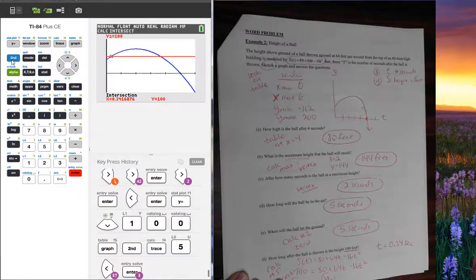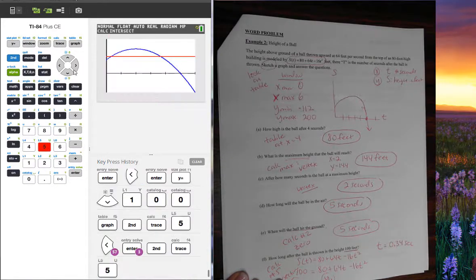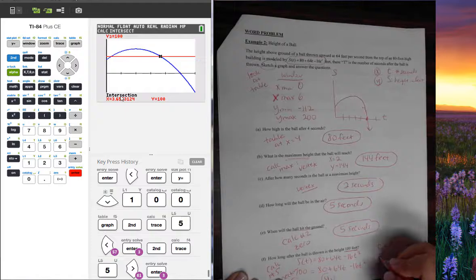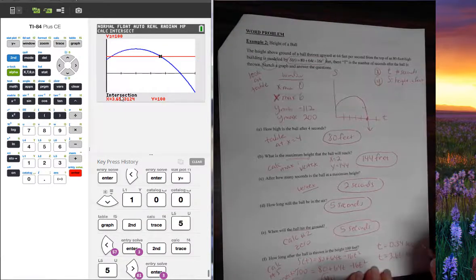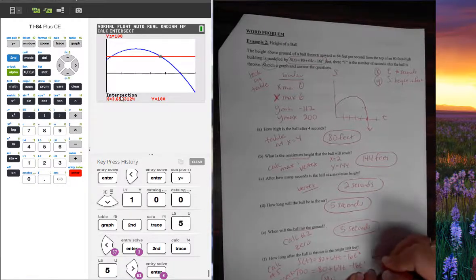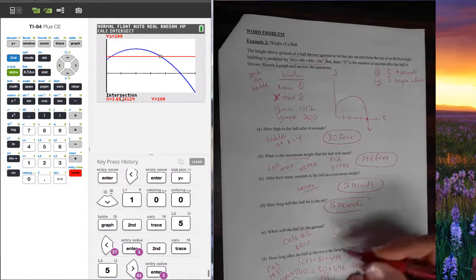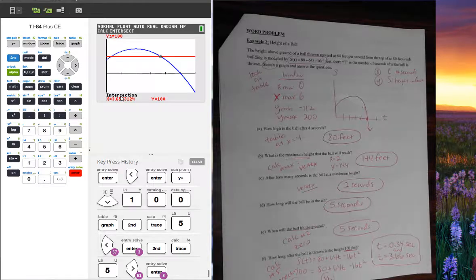And then the other one, calculate number 5, the intersection. You got to get close to it, or when you press first curve, second curve, and guess, it'll give you the same answer it just gave you. That's good. Enter, enter, enter. And it'll tell you that that intersection is 3.66. Time equals 3.66 seconds. So those are the two answers, that the ball reaches 100 feet. So that was something we've done already. That was just a good review problem there.